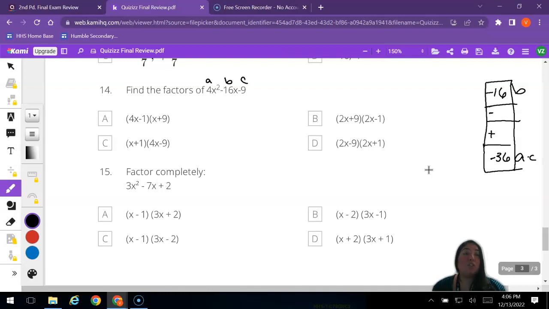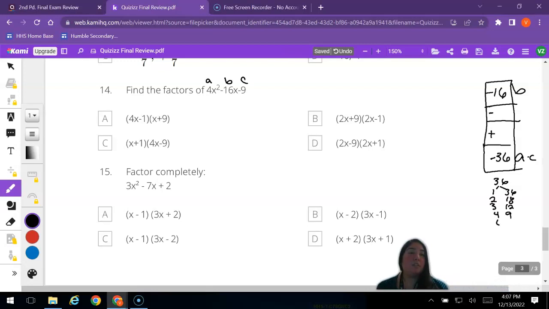Okay, so now we got to find two numbers that multiply to give you 36 and add or subtract to give you 16. So I'm gonna write it on the side. 36, and I'm gonna do 1 and 36, 2 times 18, 3 and 12, 4 and 9, and then 6 and 6. So out of these five pairs, which ones of them will add or subtract to give you 16? Not this one, because the space is too big.